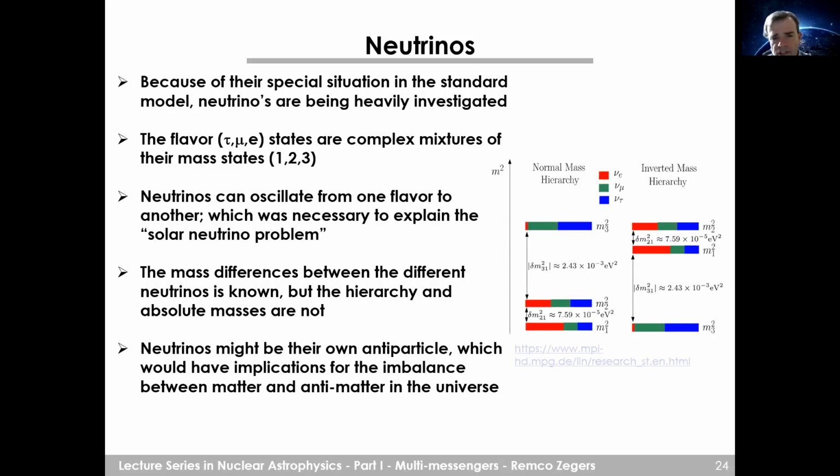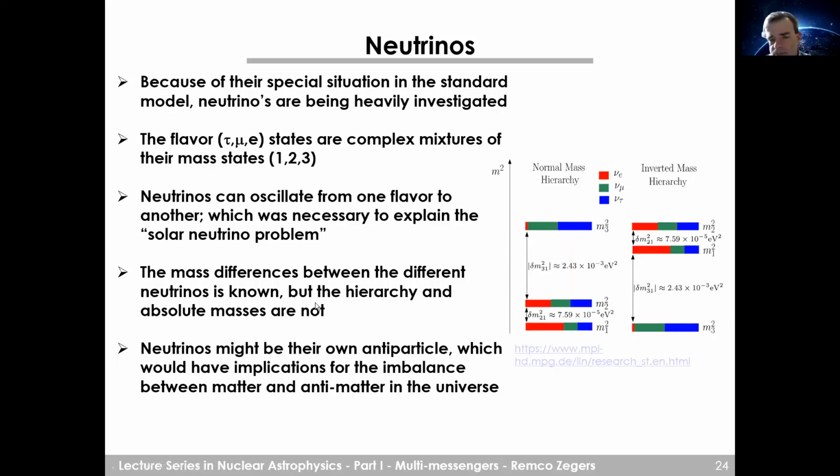So the mass differences between the different neutrinos is known, but we don't know the hierarchy. So if you look at this picture on the right here, it shows the 3 different mass eigenstates, and the colors indicate the flavor states. So this is a very complicated picture. But the main thing to take away from this is that we don't actually know which mass eigenstate has what mass. And so this hierarchy is something that researchers are still working hard on.